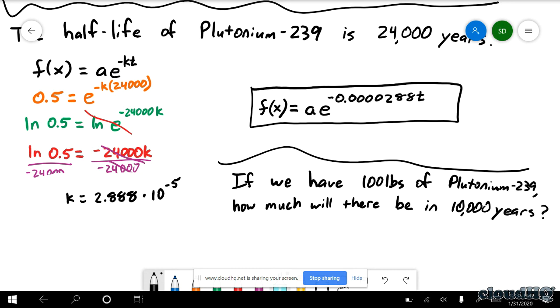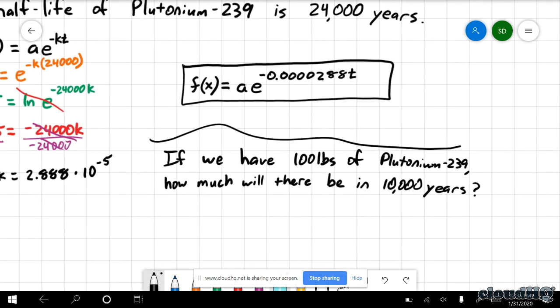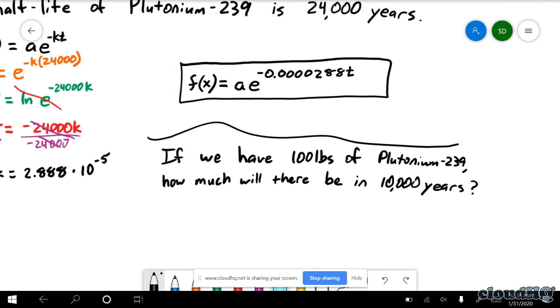More or less than 50 pounds? Remember, it takes 24,000 years for it to be half. And we have less than 24,000 years, so we will not have lost half of it yet. Okay, let's use the equation. Let's plug it in. We don't know what our final amount is. That's what the question is asking. We have an initial amount of 100.